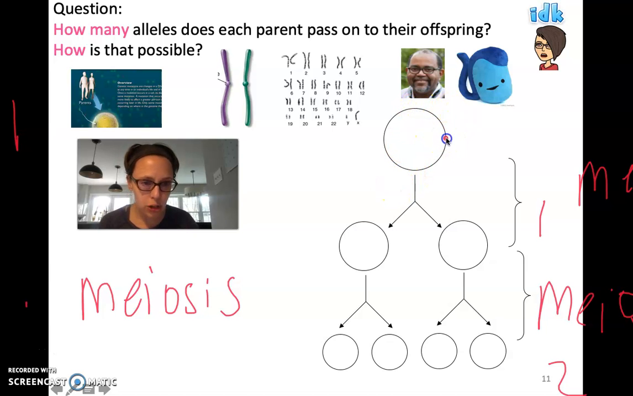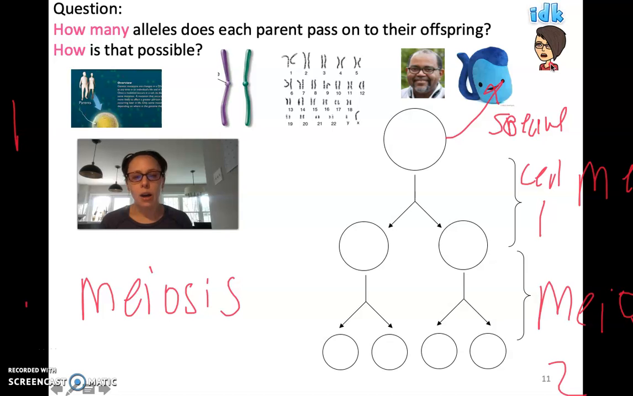This is a special cell inside the testis. We don't care about its name, we're just going to call it special cell. If you want to learn more about that, take anatomy or AP Bio. Your eyeball cell can't undergo meiosis, your heart cell can't undergo meiosis. Meiosis is a special process that makes sperm cells or egg cells.